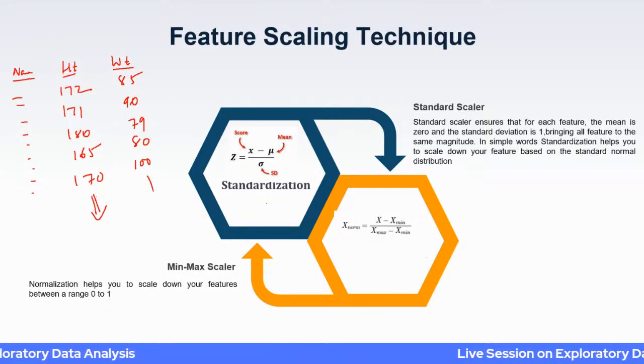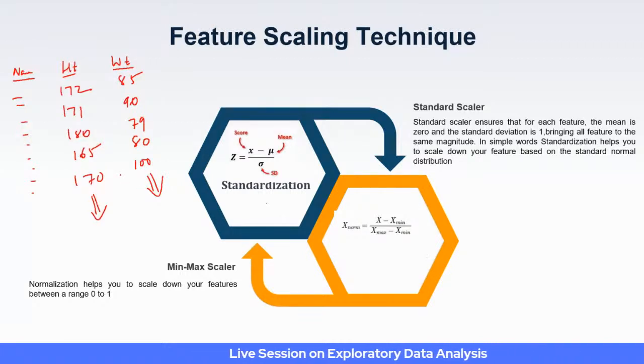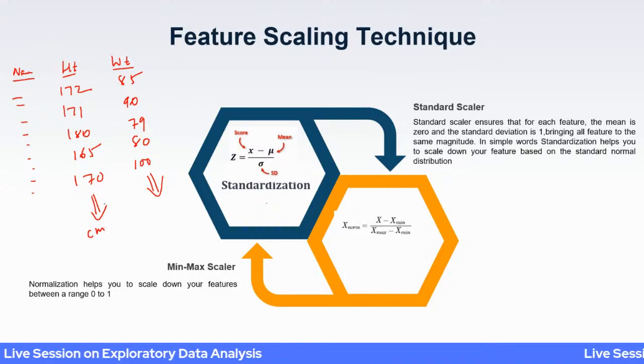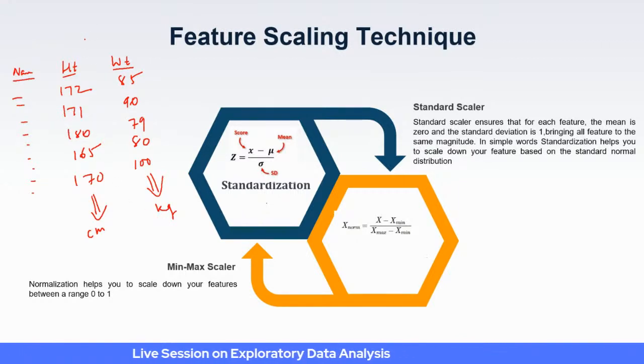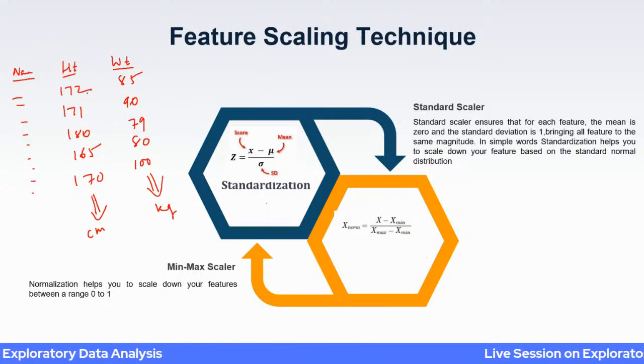What is the unit for height and what is the unit for weight? The unit for height is very simple. It is centimeters. The unit for weight is kgs. How are you able to tell this? Simple answer is because you know this from quite a long time, right? You know these things since quite a long time.